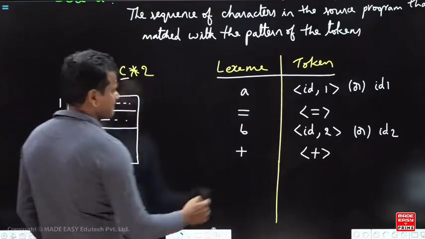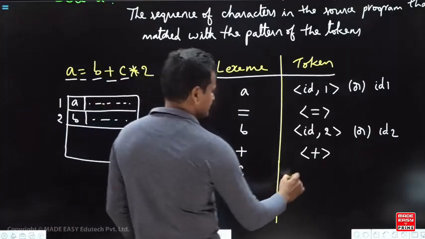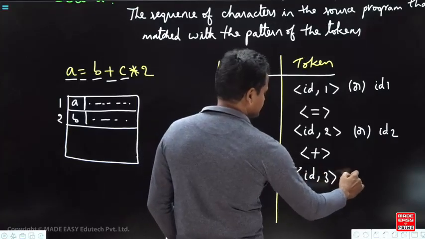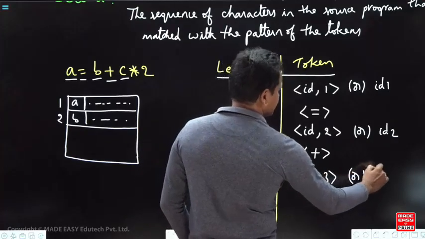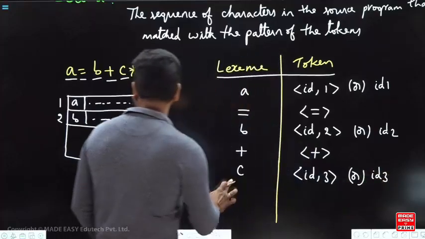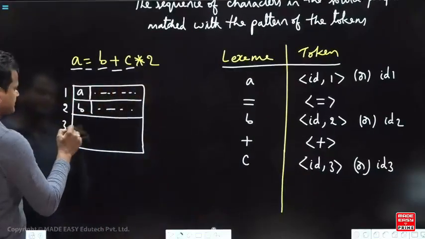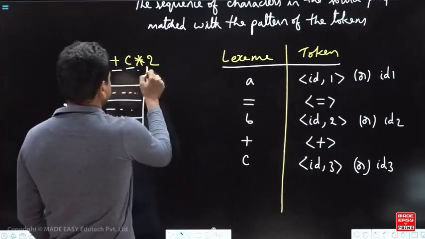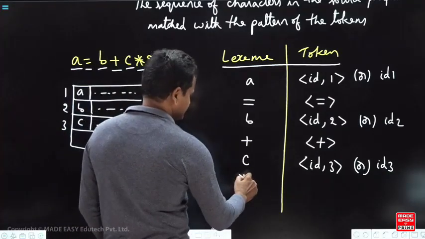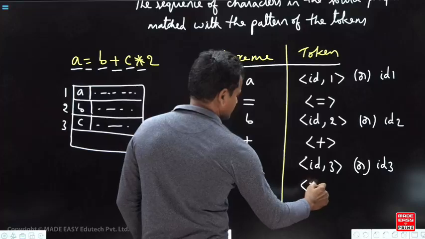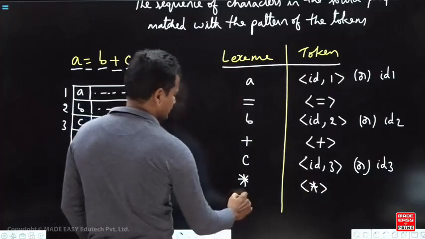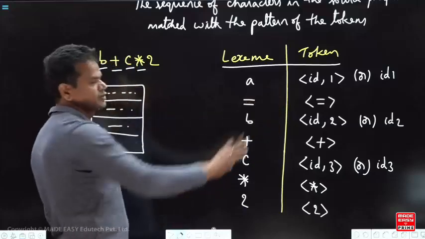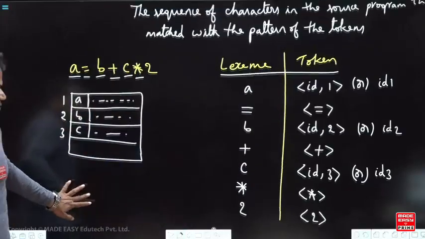Then next, C is a lexeme. It is an identifier and let its attribute value be 3. So or simply we can write ID3. So this is C. Okay, and next it is an operator. And 2, it is a constant. So lexemes and tokens. Okay, so copy this one.